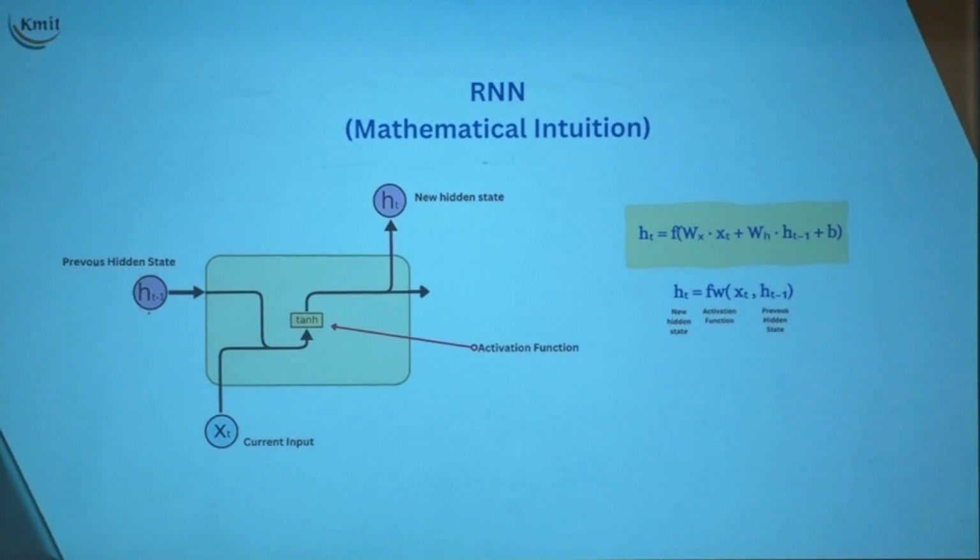Let me clear this now. ReLU or tanh? For all the hidden layers, it is always tanh. So you have to take H2 equals to tanh of, sorry, tanh of, not ReLU of. Tanh of. For RNN, we use tanh. Okay.